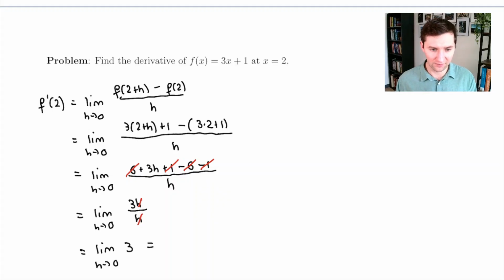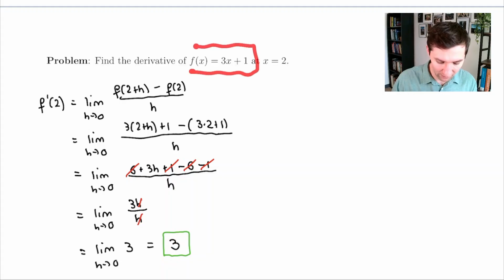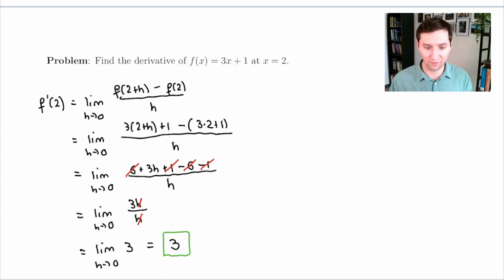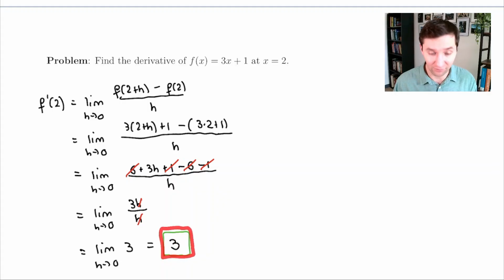The limit of a constant is that constant, so this limit is 3. The derivative of this function at x equal to 2 is 3. Note that this answer makes sense. This is a linear function, and we know that the derivative of a linear function is its slope. So the derivative of this function at any point should be 3. We confirmed it by using the limit definition. We obtained that the derivative indeed is 3.